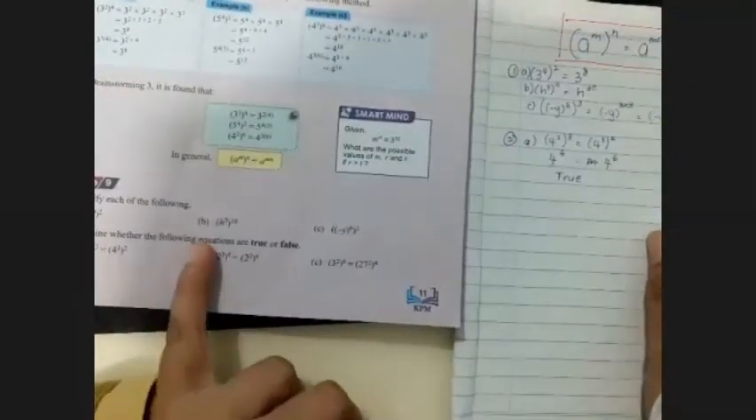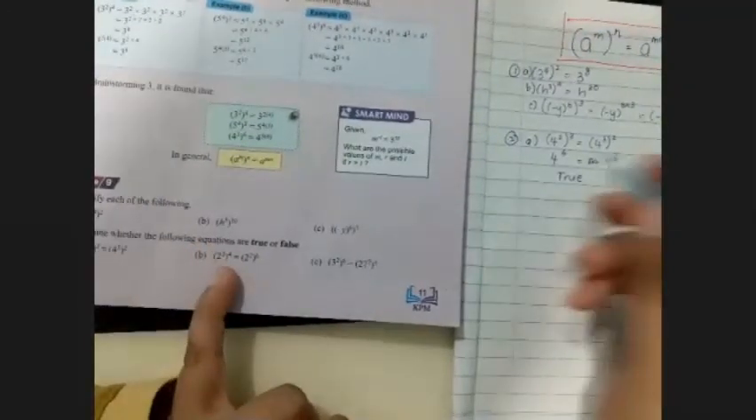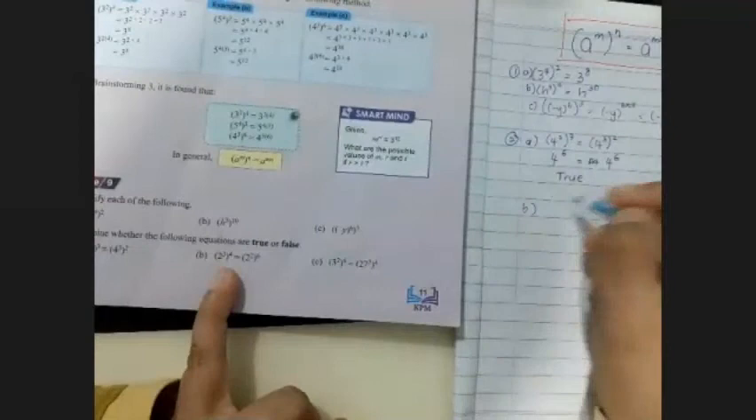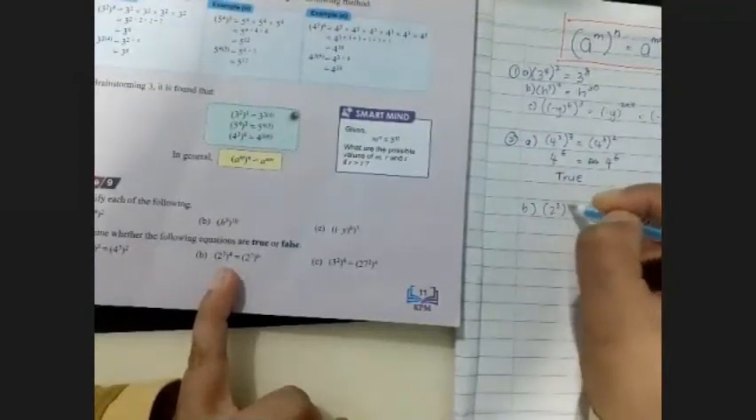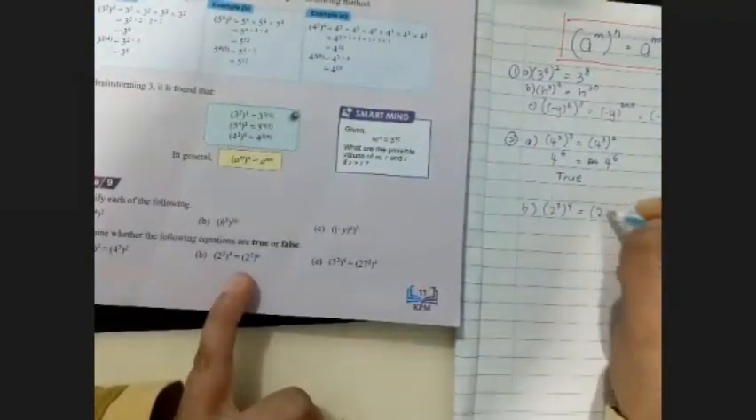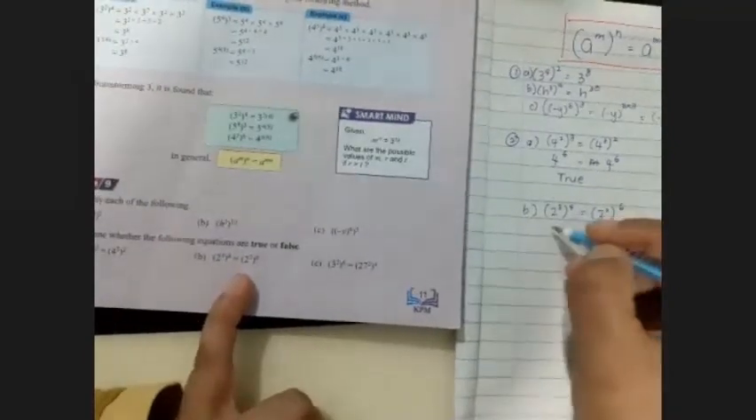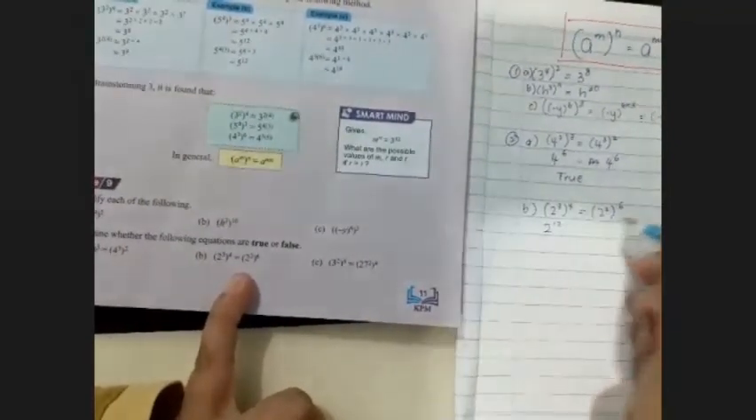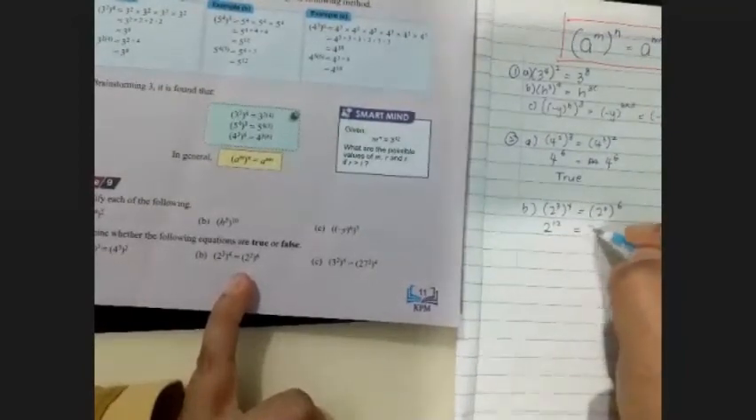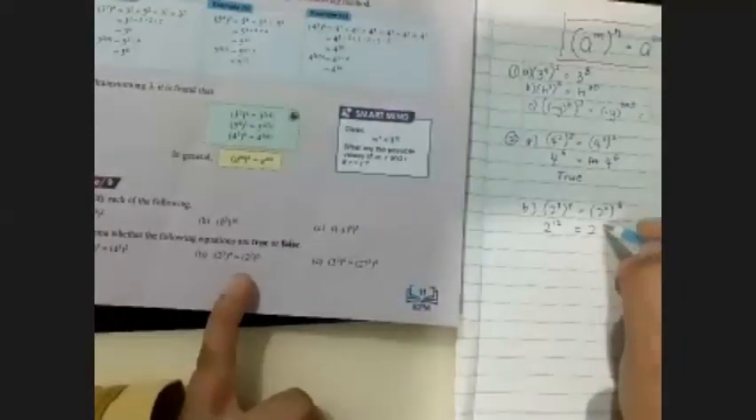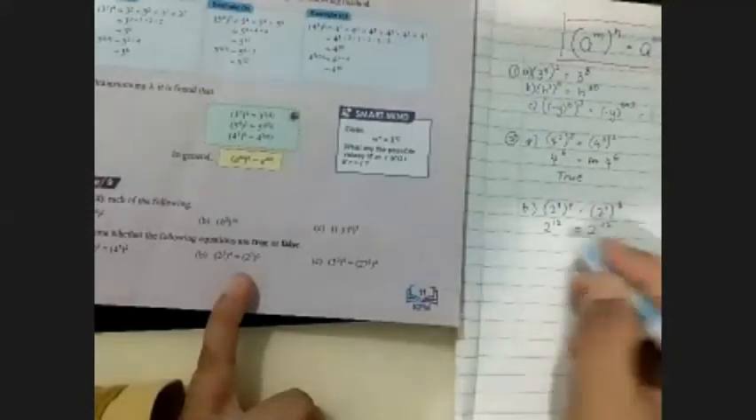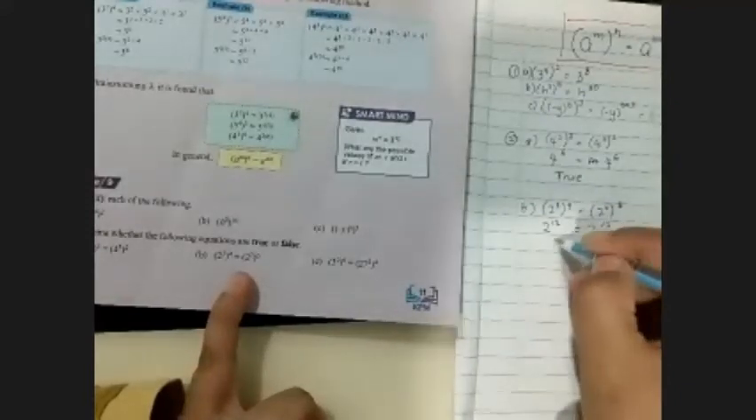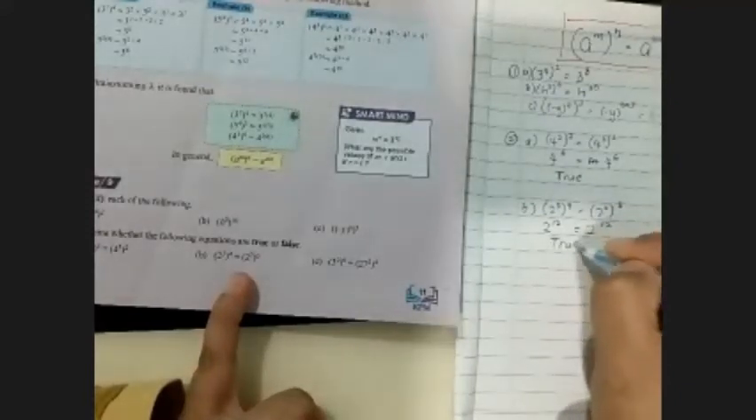For B, here, this is 2 power of 3 power of 4 equal to 2 power of 2 power of 6. So we multiply the index. 3 multiply 4, 12. 2 multiply 6, 12. So this is equal. So this statement is a true statement.